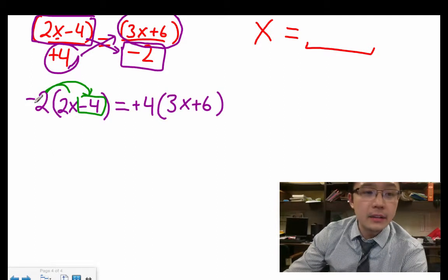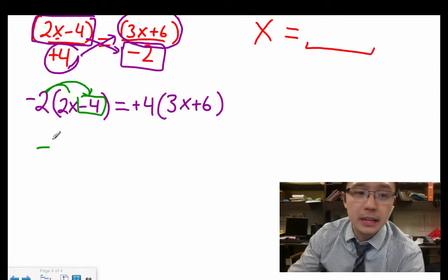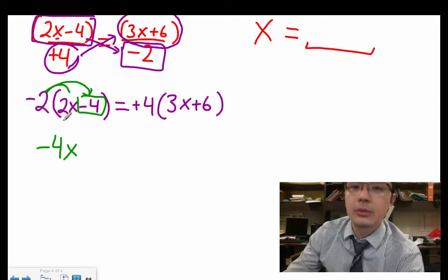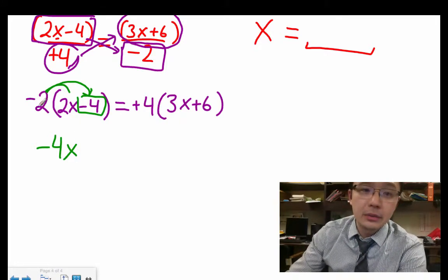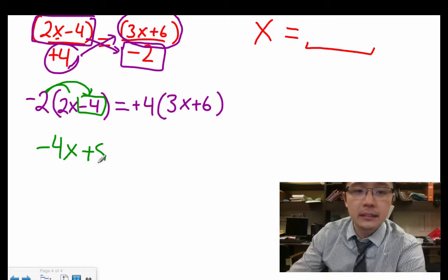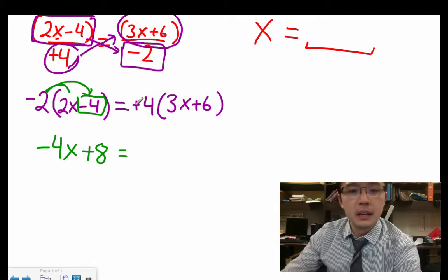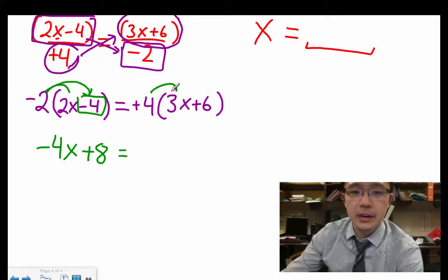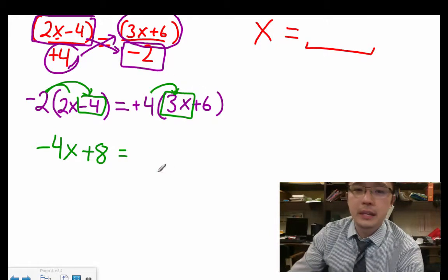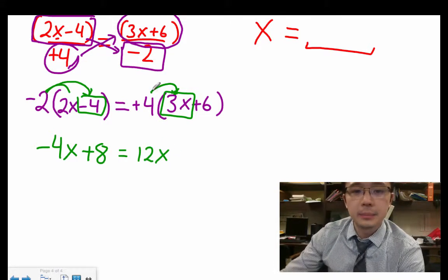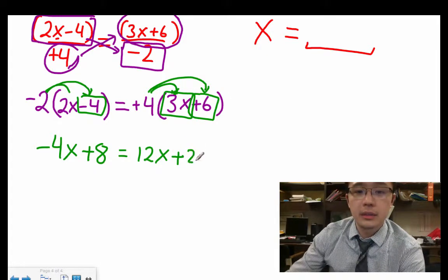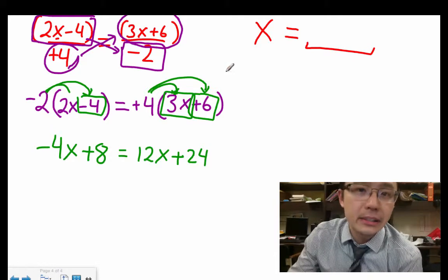And the negative 2 is going to be multiplied to 2x. That's going to be negative 4x because negative 2 times 2 is negative 4. We have an x by itself, so it's going to be x. Next one is going to be negative 2 times negative 4. Negative times a negative is a positive. 2 times 4 is an 8. This is equal to positive 4 times 3x, right? Here is my next one. This is just distributing. So 4 times 3x is 12x. And then plus 4 times 6. This is going to be plus 24. Notice how it's getting easier and easier.